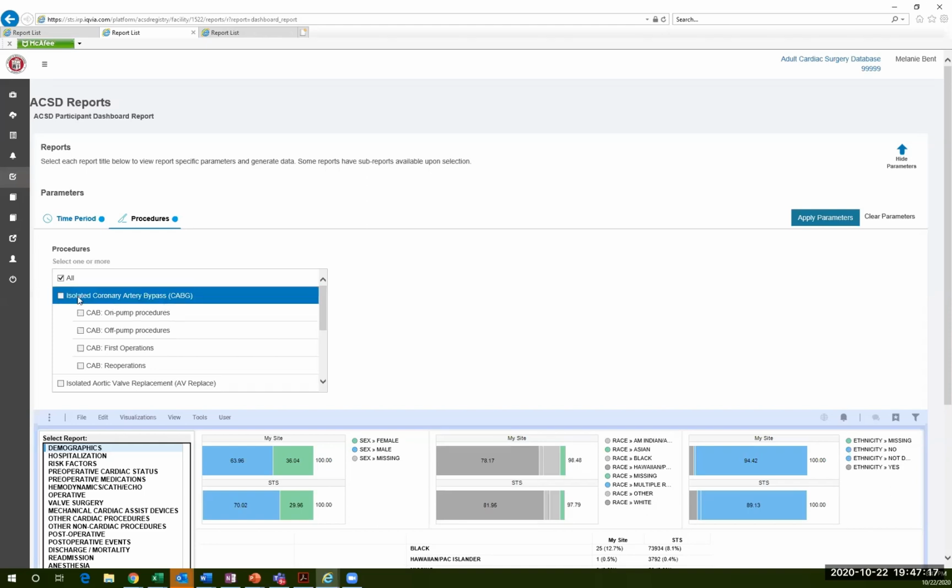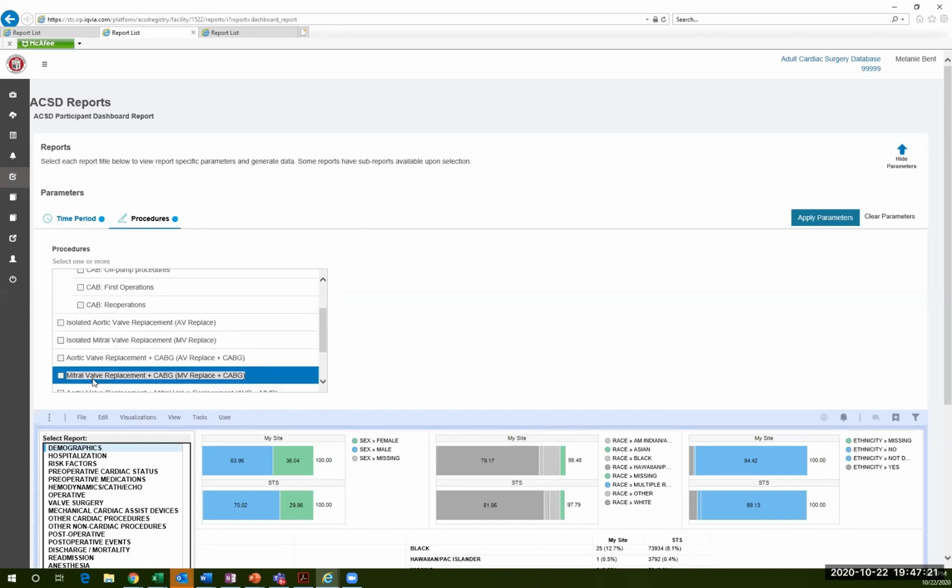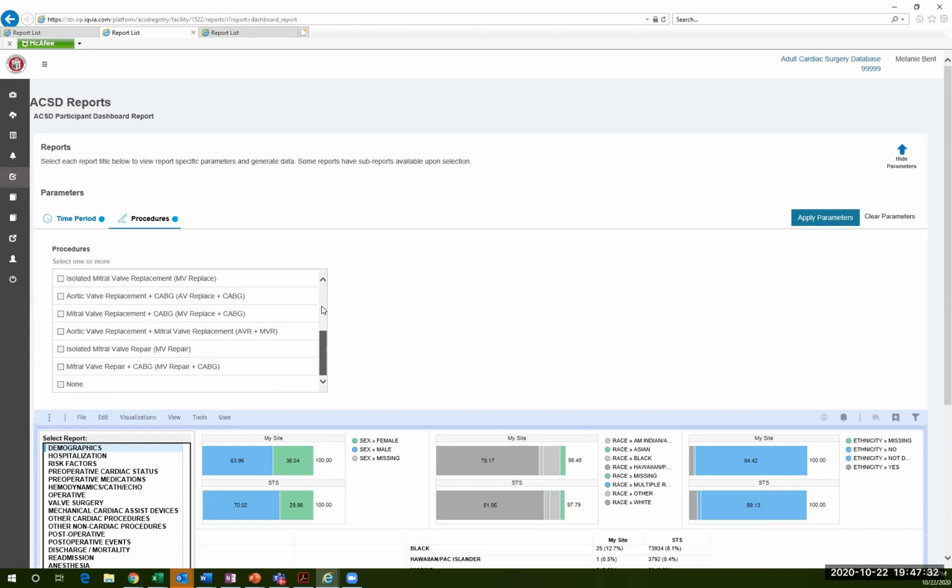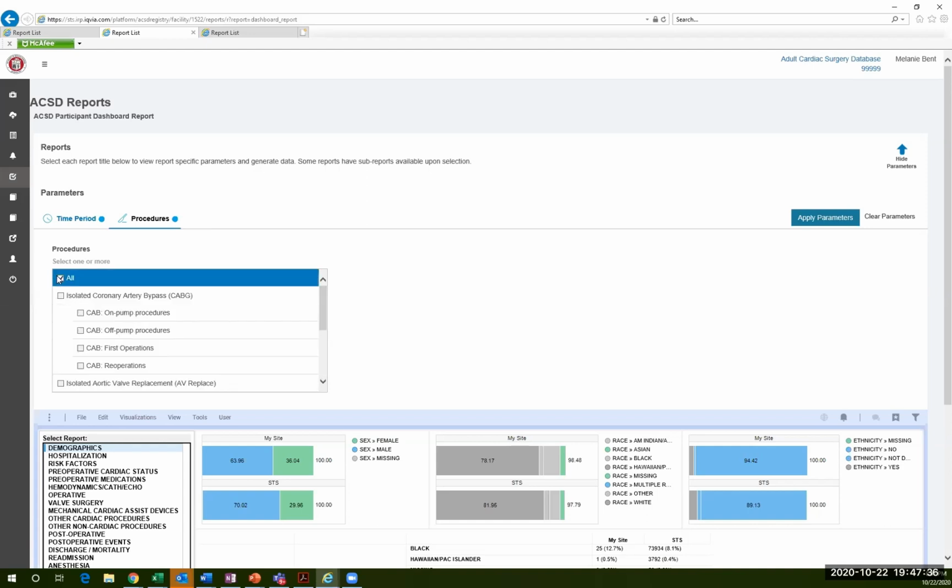If they wanted to see isolated CABG and possibly just maybe a mitral, it just all depends on what they would like to review in that moment in time. They have the ability to do that. So you can see all of those options are available. They would select what they want, or if they want to review all, we have that option here.